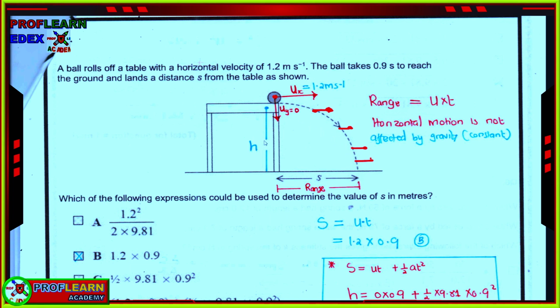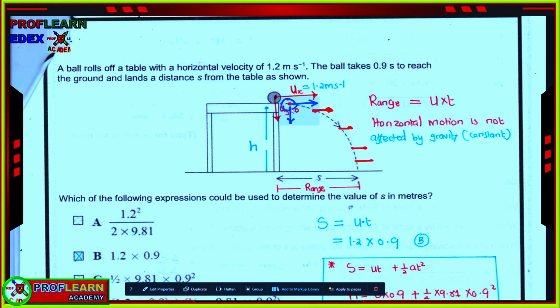But this object, as it's moving, has 2 motions. There is a horizontal motion, and at the same time there is vertical motion. There is horizontal motion in the sense that as it's coming down, you are going to see that it will be moving away from the platform where it did what?